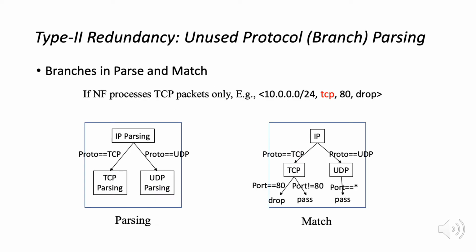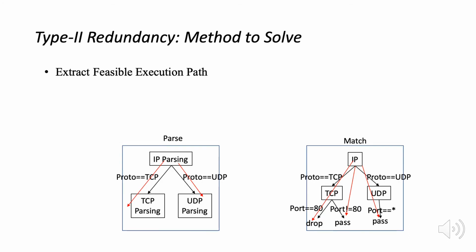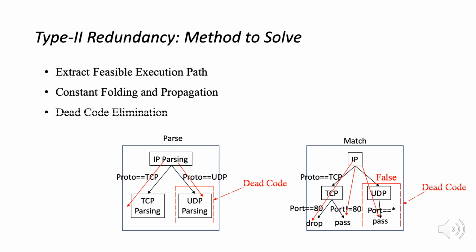We also observe the second redundancy type: the logic for a protocol may be redundant. For example, if the NF is configured to process TCP packets only, all UDP packets will be ignored. Then the UDP packet parsing operations are useless and should be redundant. For this case, we can extract the feasible paths first, and for each feasible path, we perform constant folding and dead code elimination to remove the redundancy.